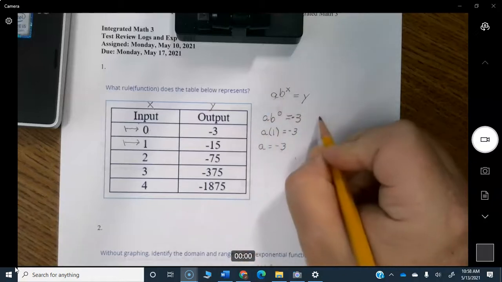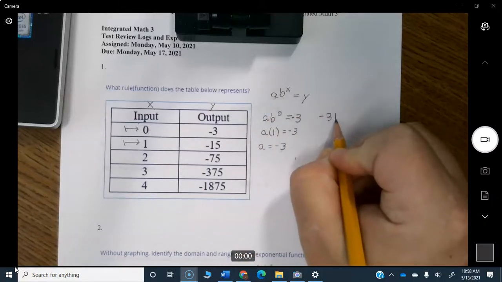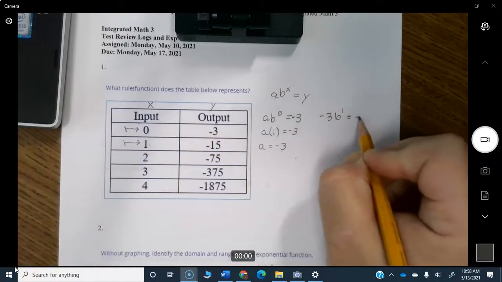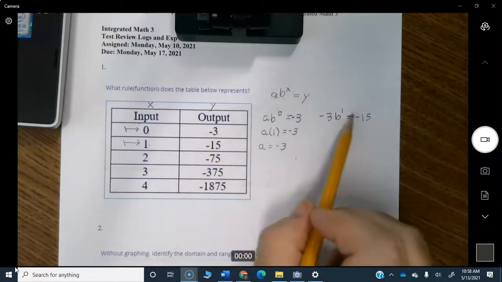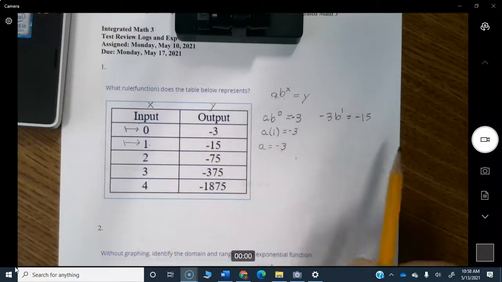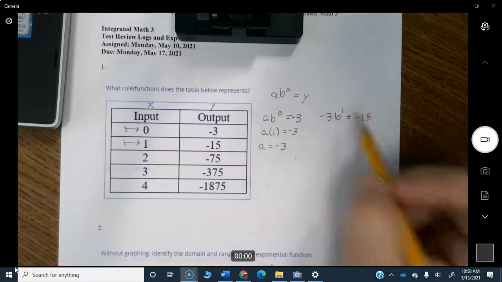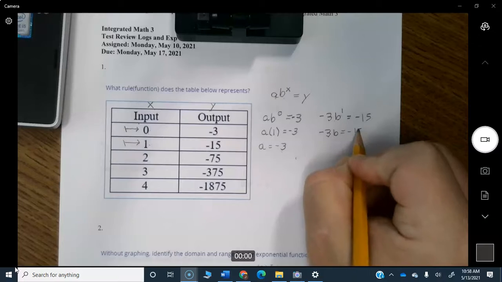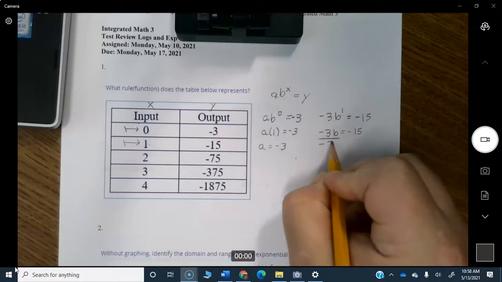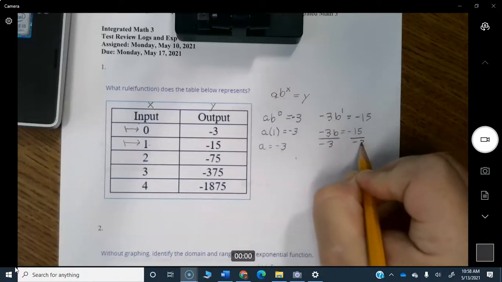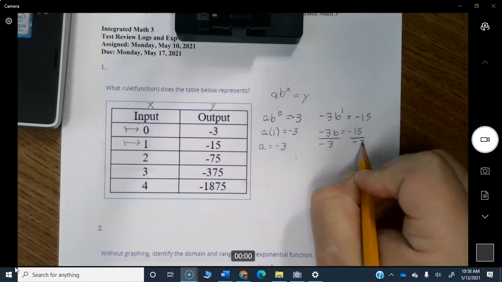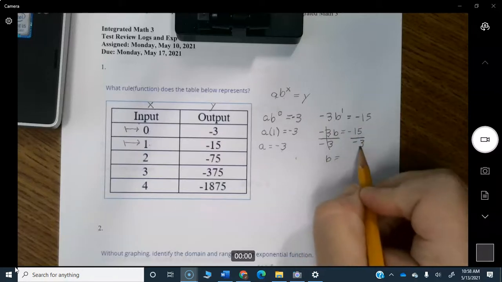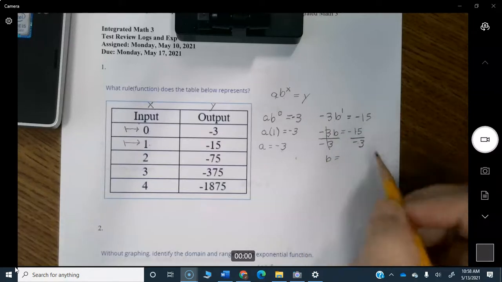So we're going to rewrite this equation, so a now equals -3, b, and now we're going to use 1 and -15. So b to the first equals -15 for y. So when x is 1, y is going to be -15. Okay, so b to the first just equals b, so it's -3b equals -15. You divide both sides by -3. Okay, these cancel, so you end up with b equals -15 divided by -3. The negatives cancel out, so it's 15 divided by 3 is 5.